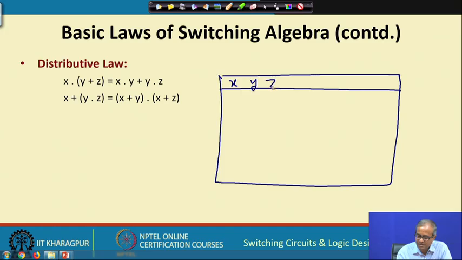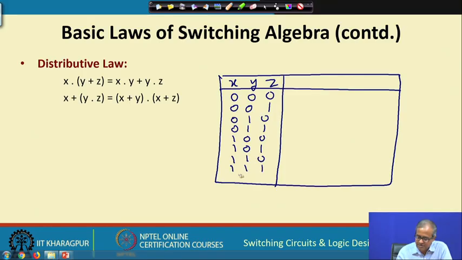x, y and z. So, x, y, z, there can be 8 possible combinations. 5, 6, 7 and 8. These are the 8 possible combinations. Now, the second one, let us try to calculate the second one. Let me try to calculate the left hand side and the right hand side.